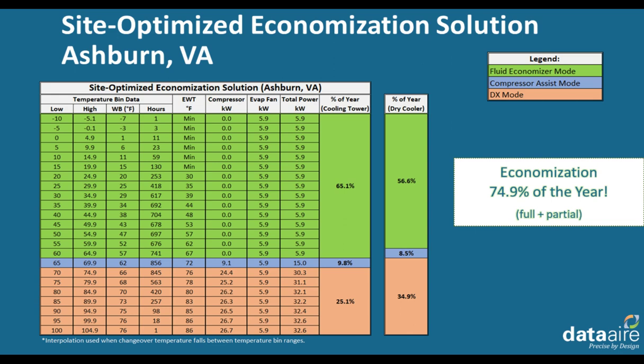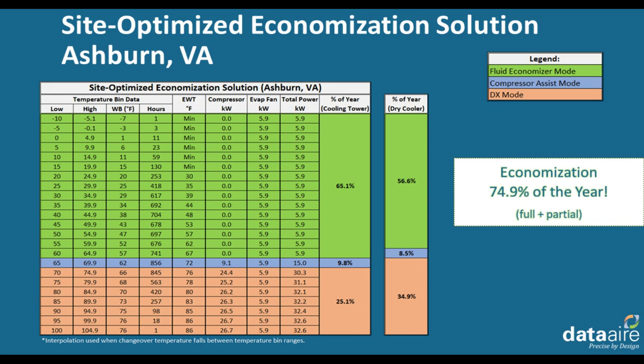The next column, evaporator fan kilowatts. This is just assumed to be constant throughout the year to make this a little more straightforward. And the total power is just combining those two columns. So the big takeaway from this, though, is figuring out what percentage of the year you can operate in each of these modes. So here, what you'll see for Ashburn, this same solution could operate 65% of the year in full economizer mode, about 10% in the compressor assist mode, and then 25% of the year, so a quarter of the year in full DX mode.